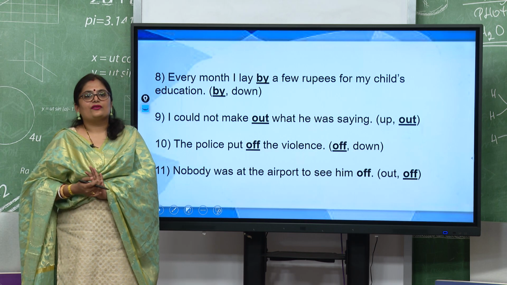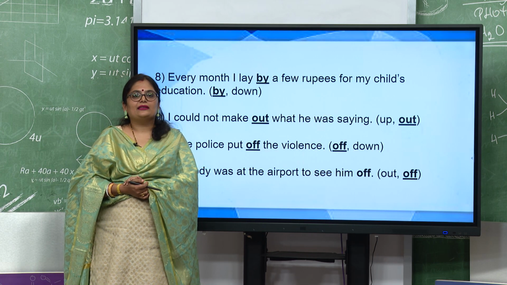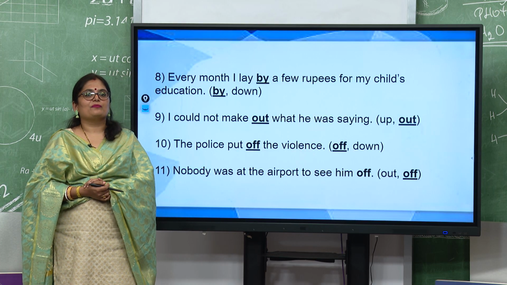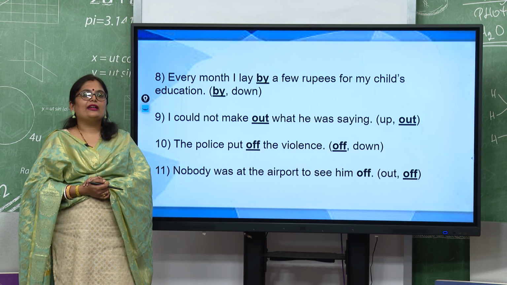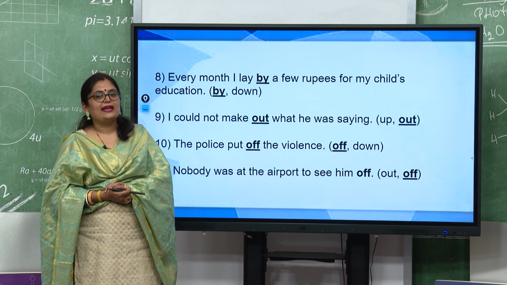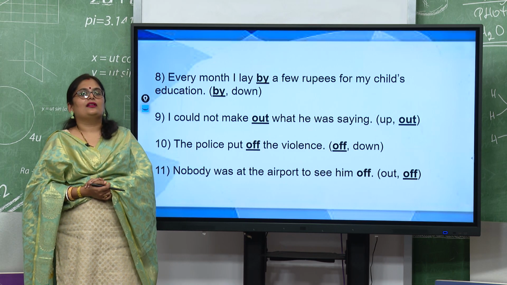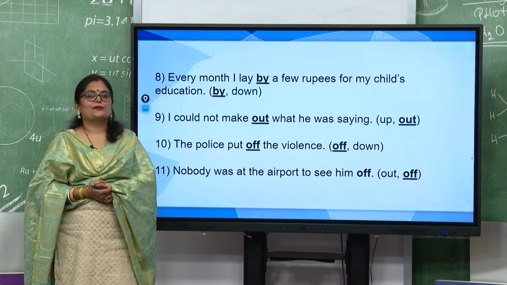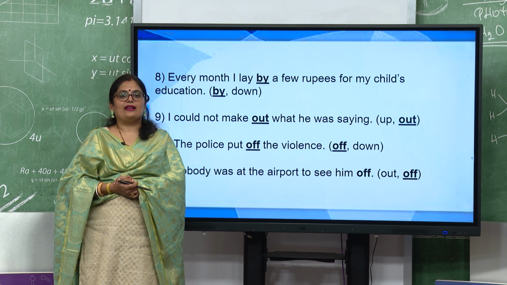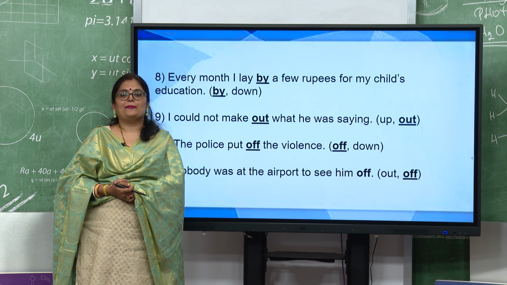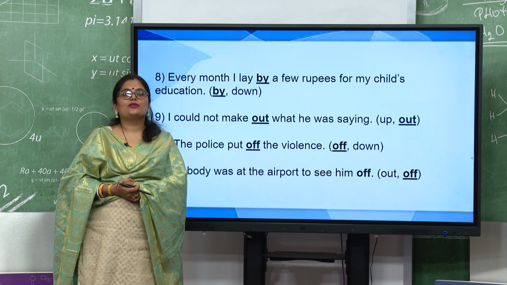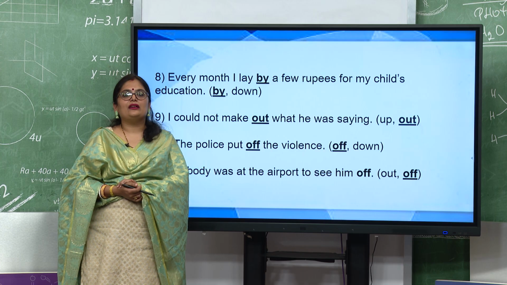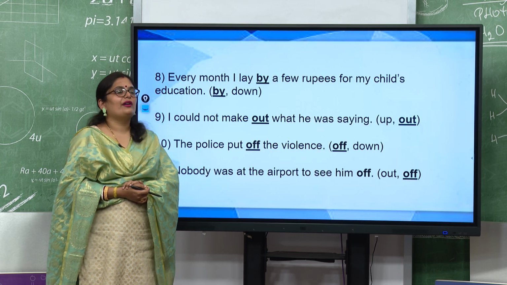We have another set of sentences. Every month I lay by a few rupees for my child's education. By and down were the answers. I could not make out what he was saying. Up and out were the options. In the 10th sentence, off and down were the options. Off will be the correct substitution. The police put off the violence. In the 11th example, out and off were the options, where off is the correct answer, as the sentence is: nobody was at the airport to see him off.